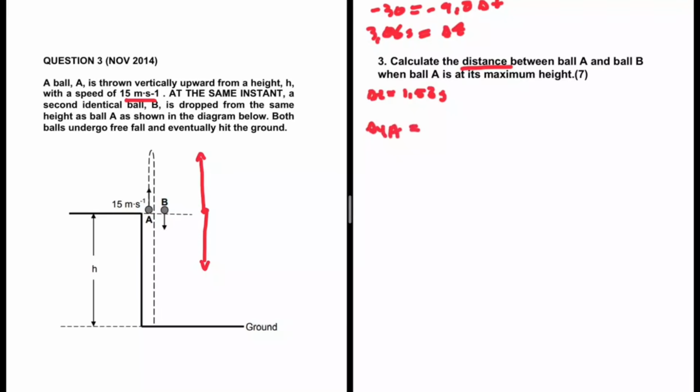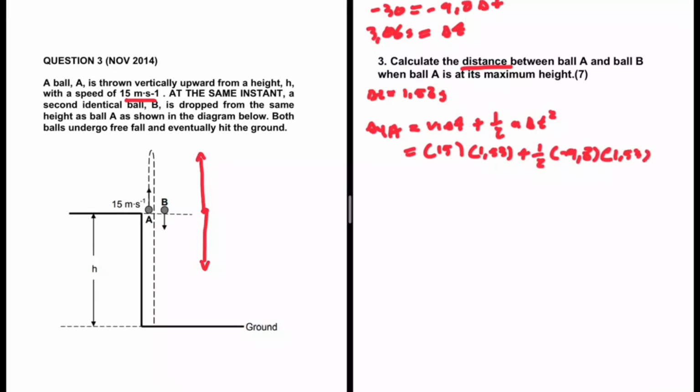The displacement of ball A will be equal to VI delta t plus a half acceleration delta t squared. What is the initial velocity of ball A? That is 15 meters per second, with the positive sign, if we take up as positive, times delta t, 1.53, plus 1 divided by 2, the acceleration is minus 9.8, times delta t, 1.53, and we square that. This is equal to 11.48 meters upwards, right? As we can clearly see.